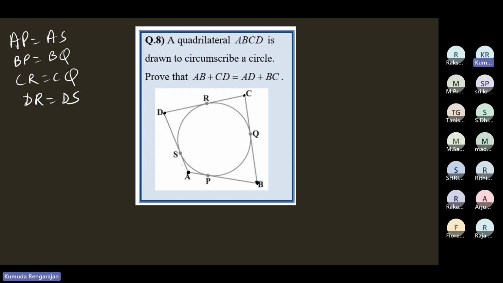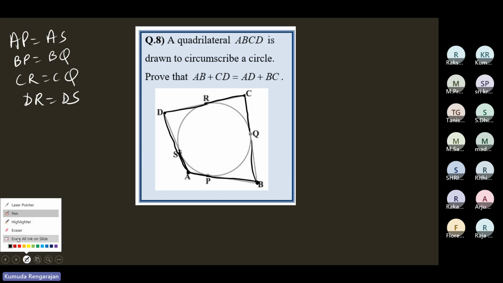And we know that from an external point, exactly two tangents can be drawn, and the tangent segments are equal in length. So AP is equal to AS. BP is equal to BQ. CR is equal to CQ. DR is equal to DS.